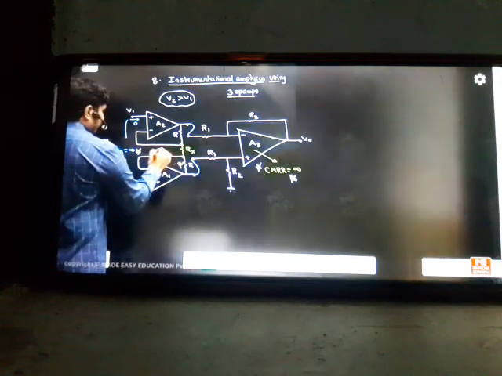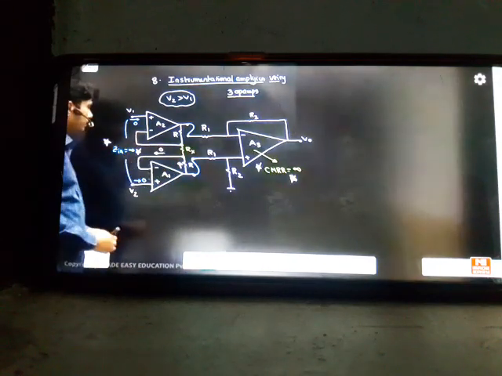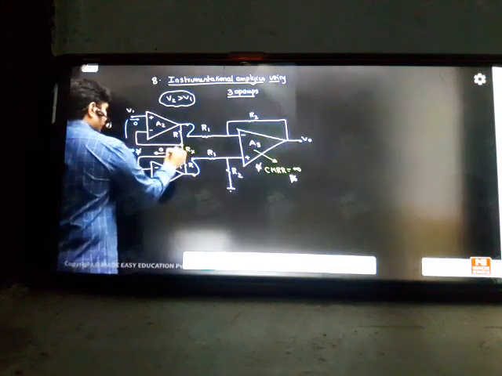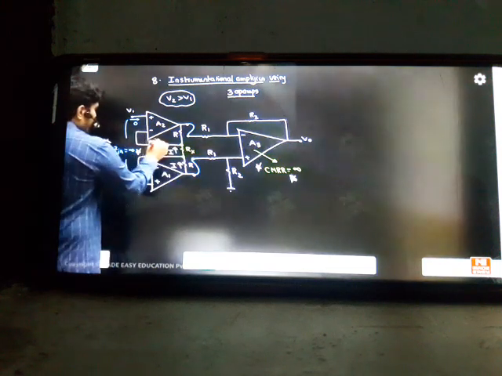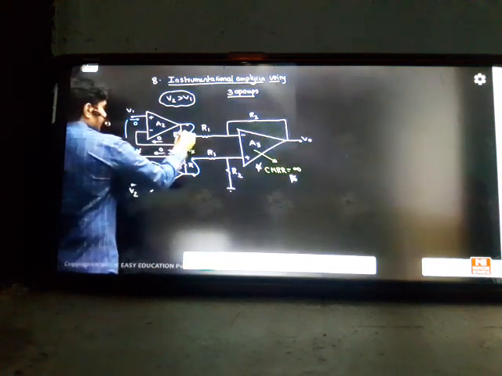This current cannot go to the op-amp because it has to go directly to the inverting side, so it will not go. The same current, whatever you have, I, this current will go to Rx. The same current will go, but it cannot go to the op-amp again because the input impedance is high. Again the same current I will go here.